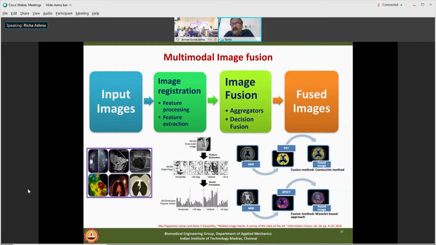Image fusion is a most recent thing. Image fusion and decision fusion are also now being used. Because multiple algorithms are used and multiple machines are fused, you can come out with better medical imaging and better decisions based on the image features. The features are extracted, and then you can use MRI and PET, or MRI and SPECT. So multimodal features are fused.